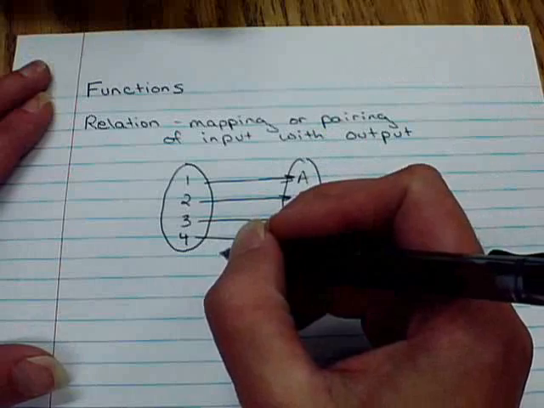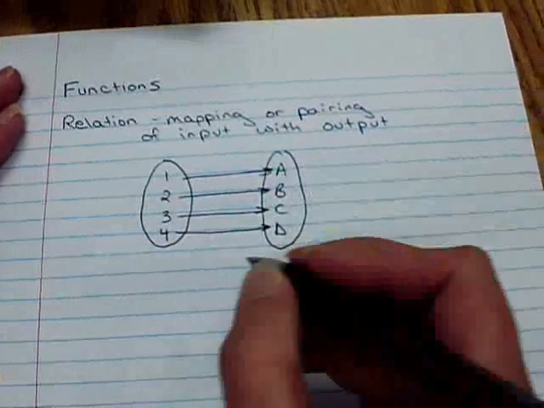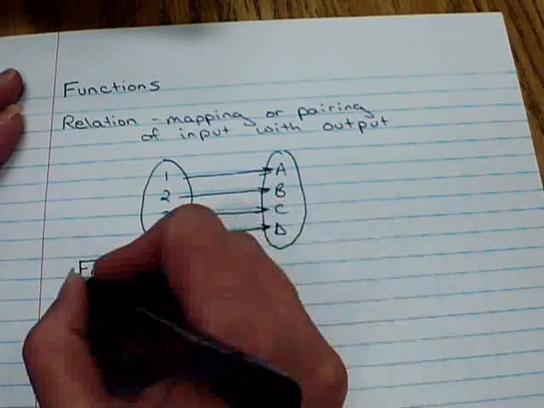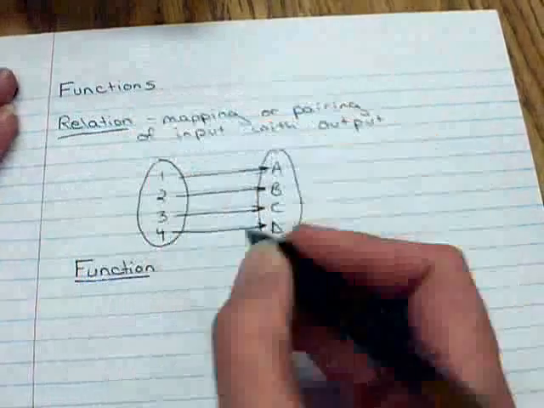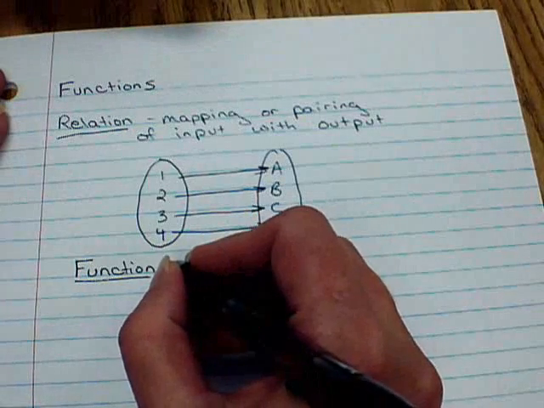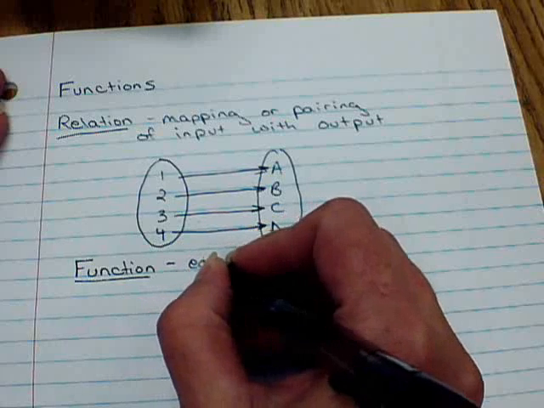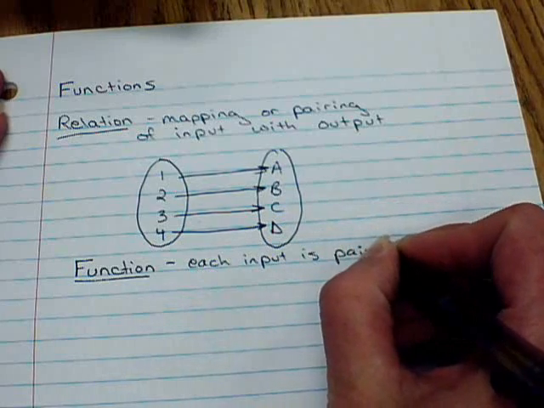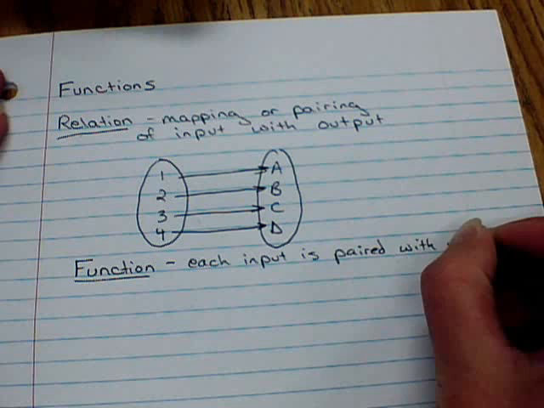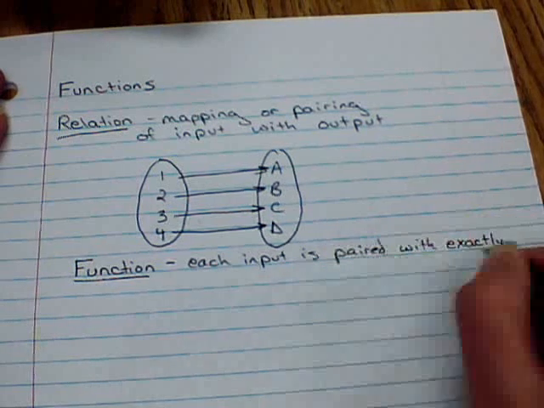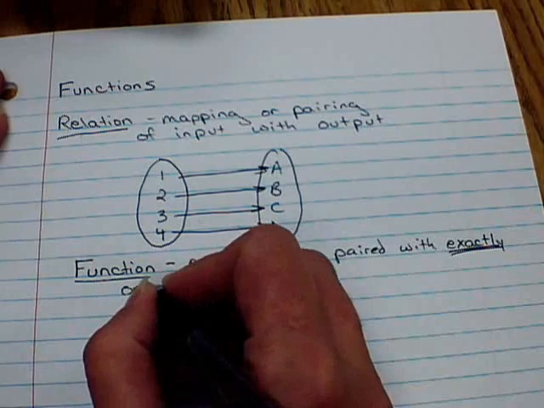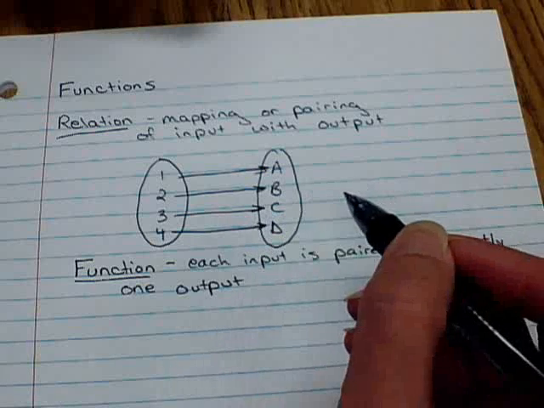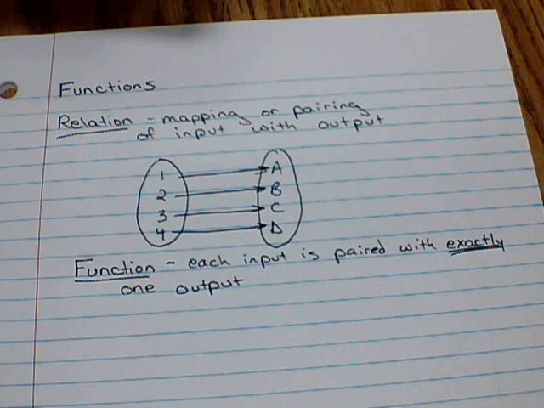To get to a function, we have to be a lot more specific. So let's talk about what makes it a function. A function is a relation. It is a pairing, but we're going to be a lot more specific. In a function, each input is paired with exactly one output. So up here, this would be considered a function.